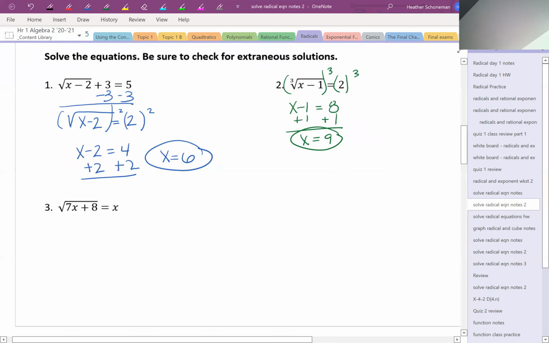On the next one, we had one like this last time too. We're going to square both sides. And here we get 7x plus 8. And over here we get x squared. Now this one is different than the other two because the other ones were linear. So we got the variables on one side, the numbers on the other.